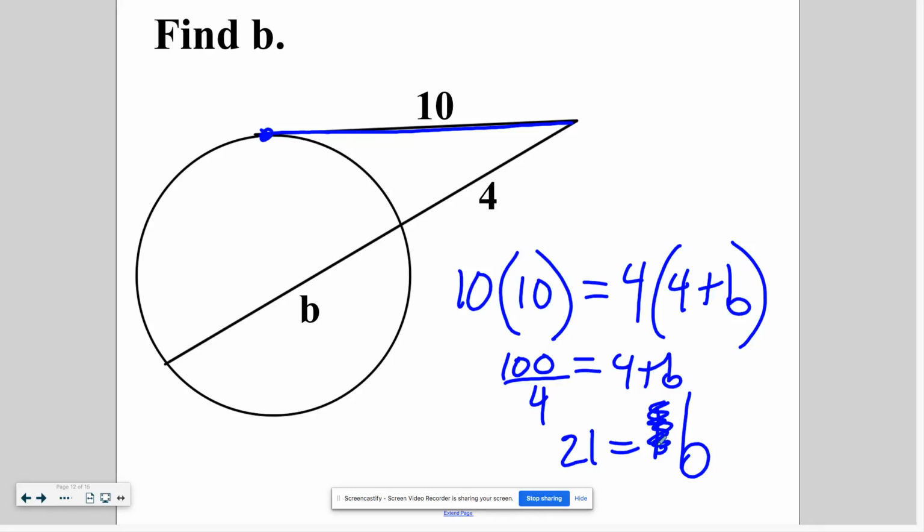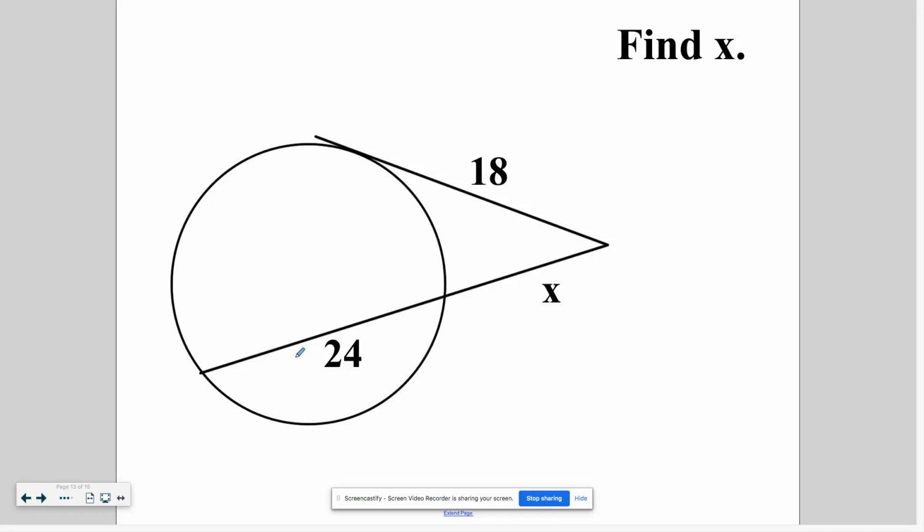Okay. Like I said before, you can go through the whole similar triangle situation, but it's just time consuming and tedious, and you can make mistakes. It's easier just to follow the rules as long as you know where they come from. Here's another example. 18 times 18. The outside times the whole length equals outside times the whole length.